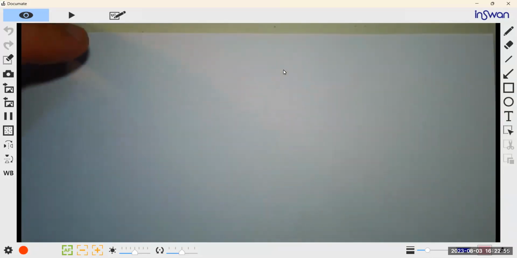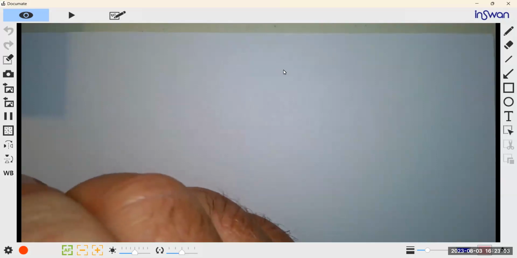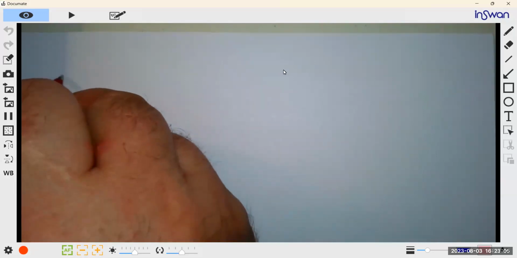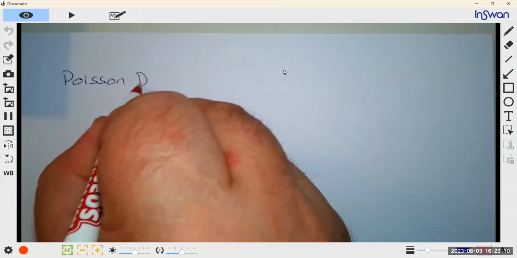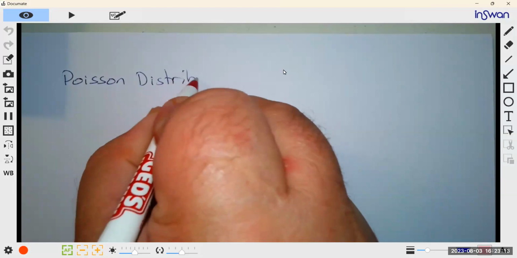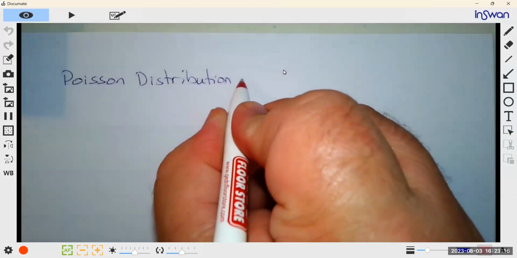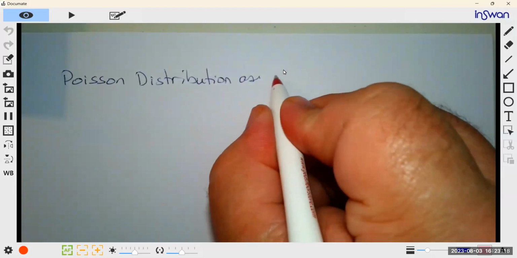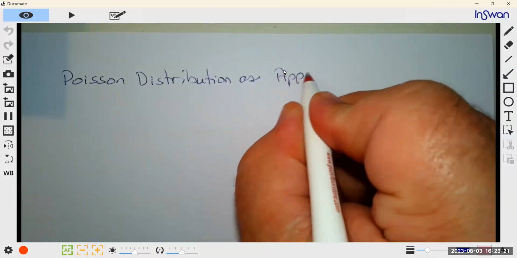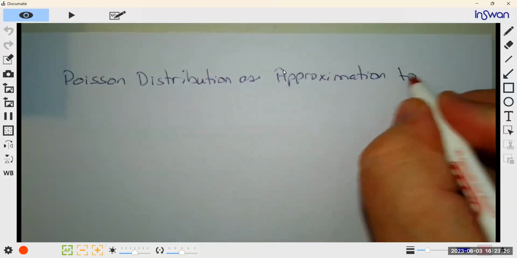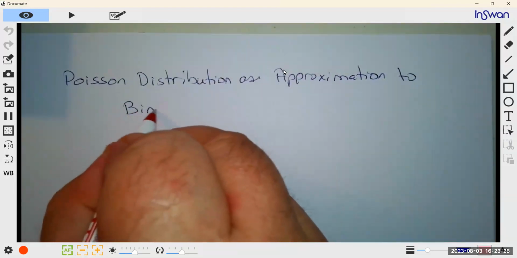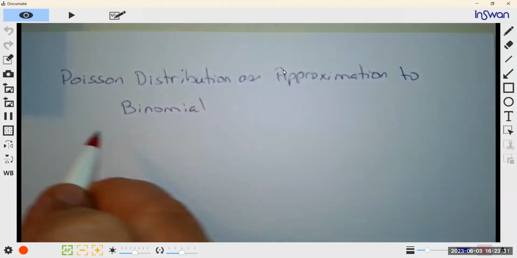Again, remember, these are estimates of future occurrences, so give or take a few points. Now, the Poisson distribution as an approximation to the binomial.